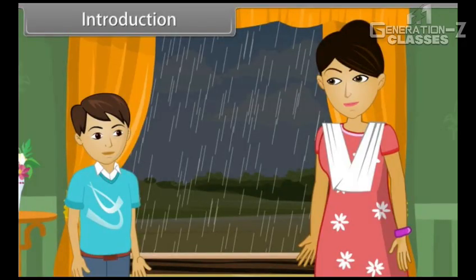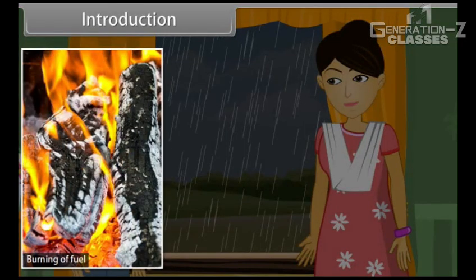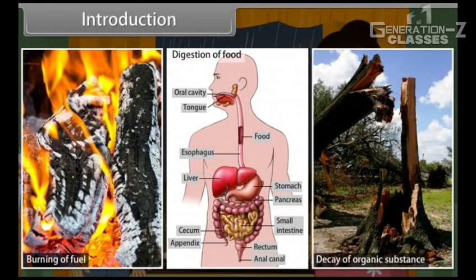Students, redox reactions are all around us. Burning of fuel, digestion of food, decay of organic substances are few examples of redox reaction. Today, we will discuss more about the redox reaction.